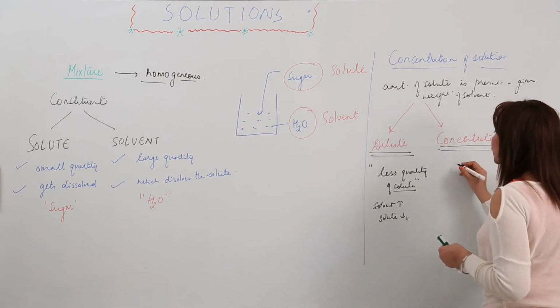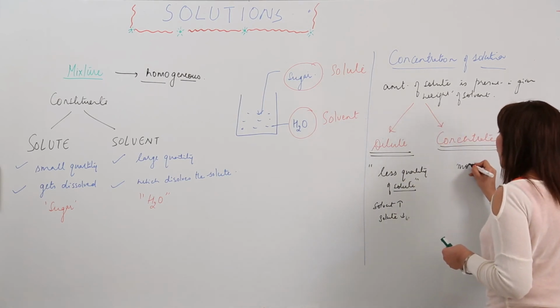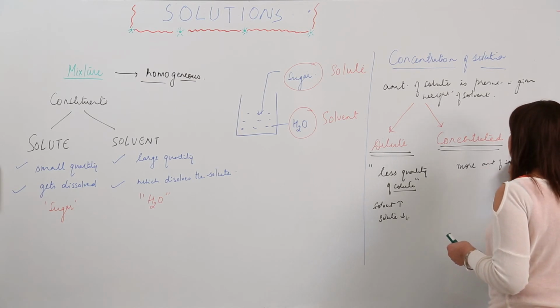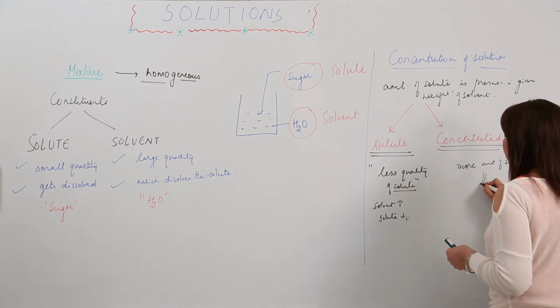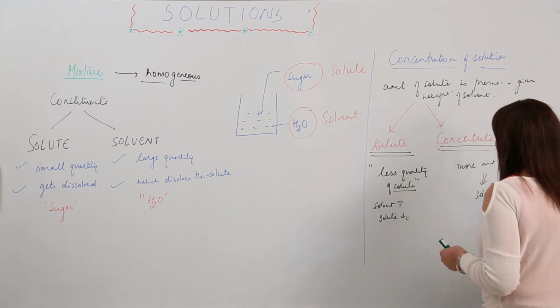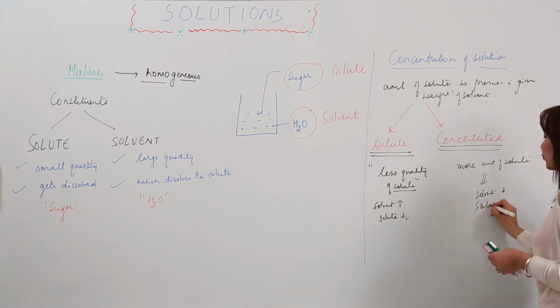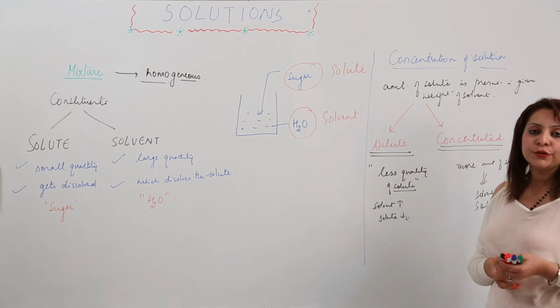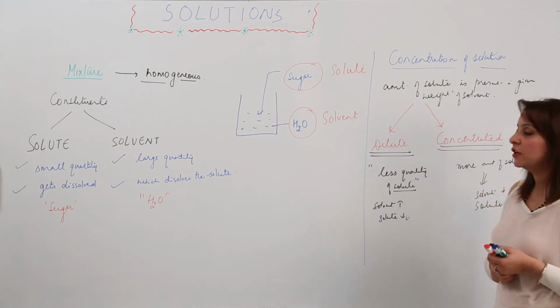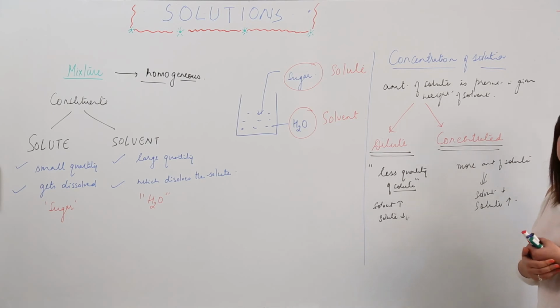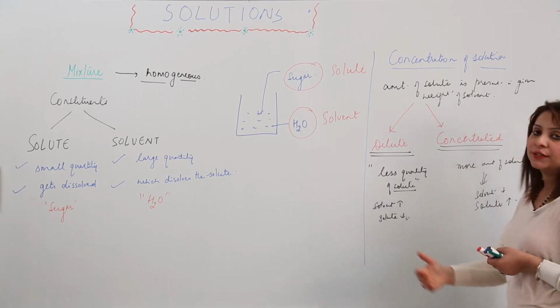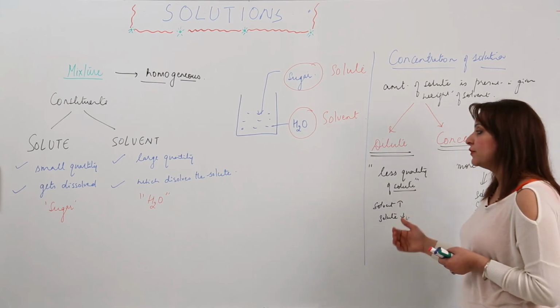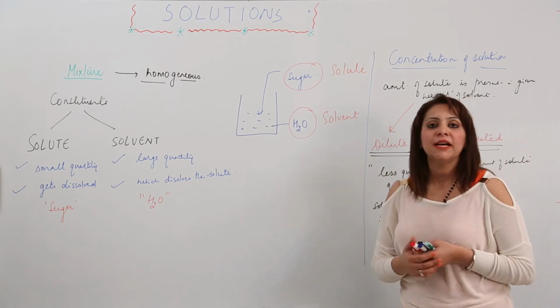And what does concentrated mean? Concentrated means it has more solute as compared to solvent. That means the concentration of solvent is less and the concentration of solute is high. So whenever there is more solute and less water, your solution is going to be concentrated. And whenever there is more solvent and less solute, it is said to be dilute.